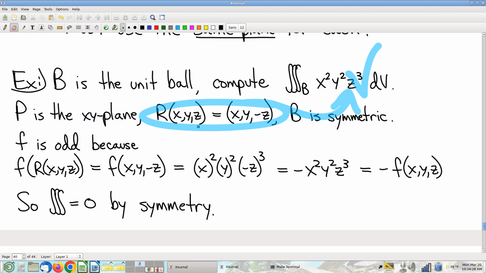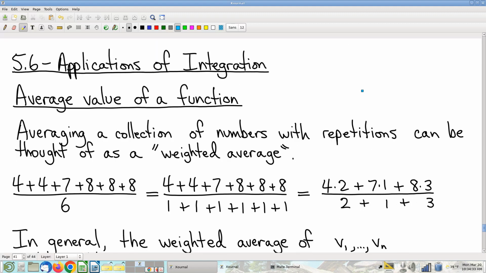Okay. All right. Cool. Okay, that's 5.5. Finally. Right? When it takes us 4 days to get through section 5.5, it's brutal.